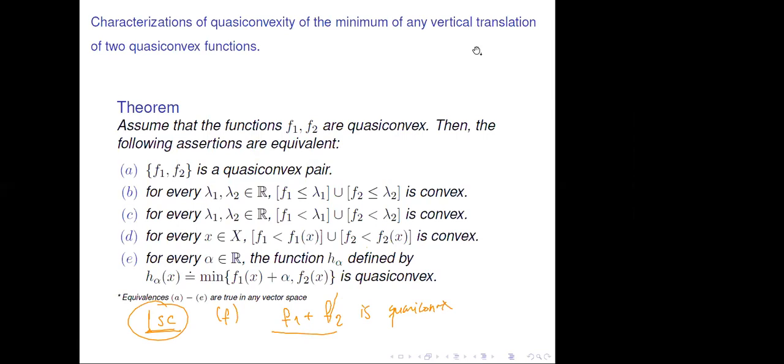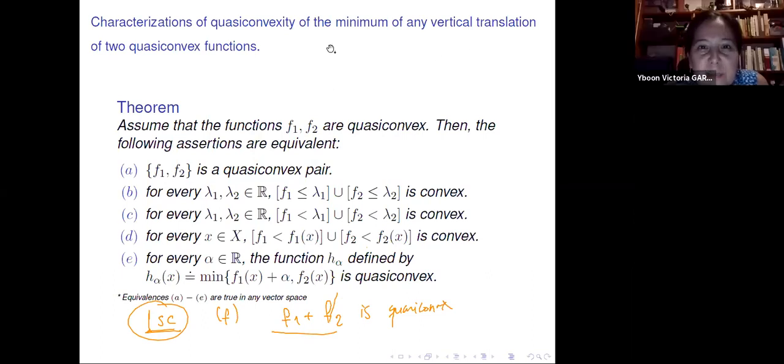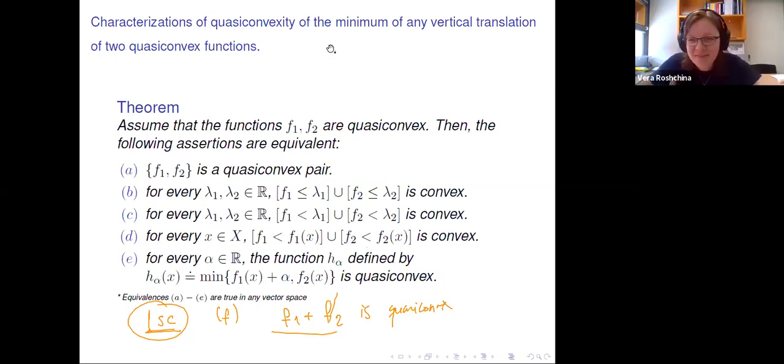No. I don't know. Maybe she left, I think. So I'm sorry, I'm just getting a bit confused. So the question is not about a quasi-convex pair. The question is about general quasi-convex functions, right?